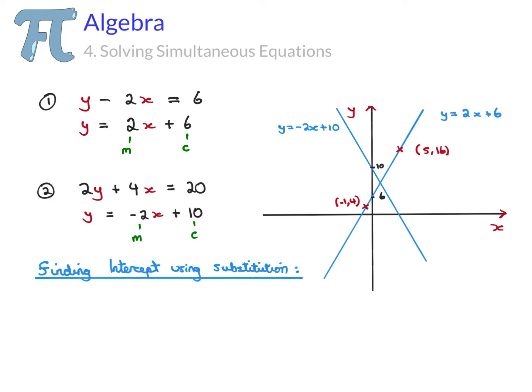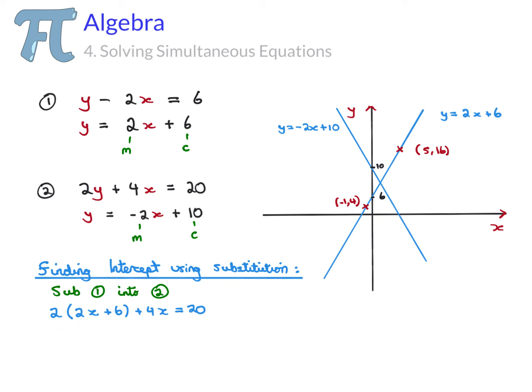We take our first relationship, which says that y minus 2x must equal 6, or equivalently, that y must equal 2x plus 6. Our other relationship says that 2y plus 4x must equal 20. To merge these two, we impose the first relationship onto the second. We say that since this tells us that y must equal 2x plus 6, we can just replace any y's we see in the other equation with 2x plus 6. We have substituted 2x plus 6 in for y.